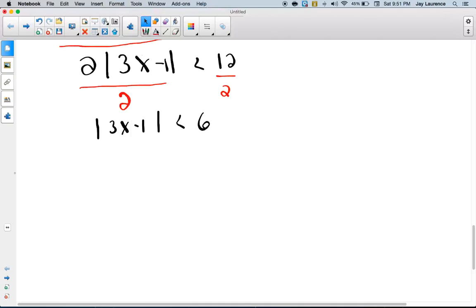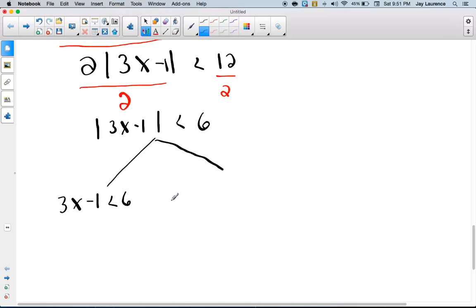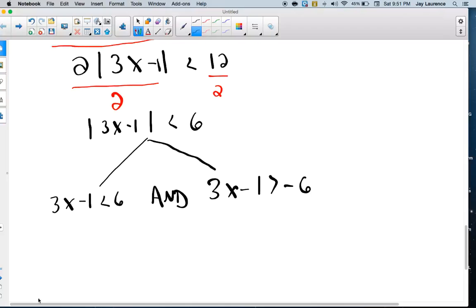All right, so now it's time to interpret the absolute value. So I'm going to break it into 2 different inequalities, right? I'm going to break it into 3x minus 1 less than 6, and that's a less than, so I'm going to write and in between there. Very important, make sure you do that. 3x minus 1 is greater than -6.